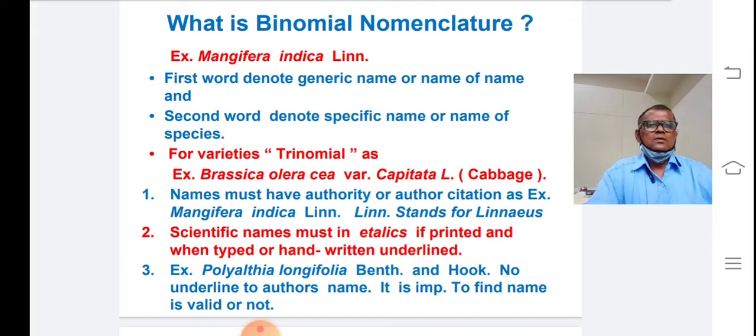Here the names must have an authority or author citation. For example, Mangifera indica Linn. Linn generally stands for the name of the scientist Linnaeus. Already we have seen who first gave the name to this plant. In honor of him this name is given, the Linn. It is called the authority name. Then scientific names must be in italics. Italics must be used if printed, and when typed or handwritten, they should be underlined.